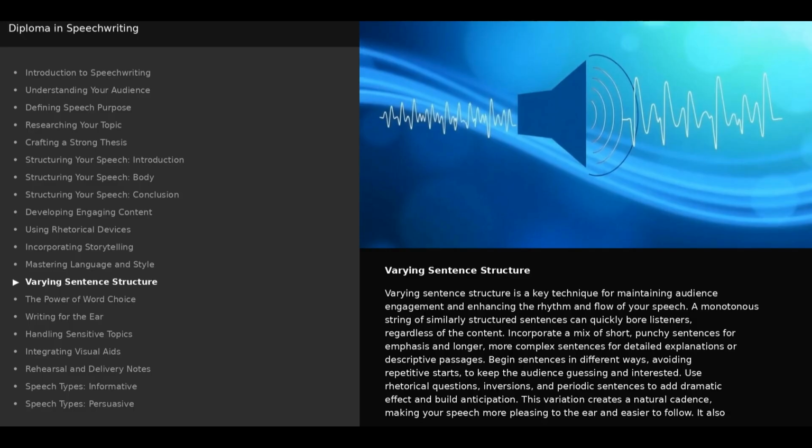Begin sentences in different ways, avoiding repetitive starts to keep the audience guessing and interested. Use rhetorical questions, inversions, and periodic sentences to add dramatic effect and build anticipation. This variation creates a natural cadence, making your speech more pleasing to the ear and easier to follow. It also allows you to control the pace and intensity of your message, guiding the audience through different emotional and intellectual states. Strategic sentence variation is a hallmark of compelling oral communication.